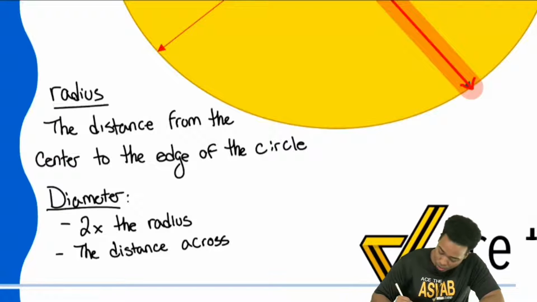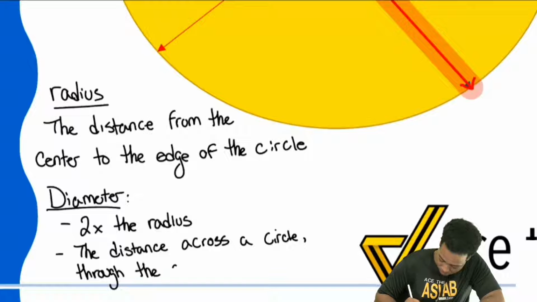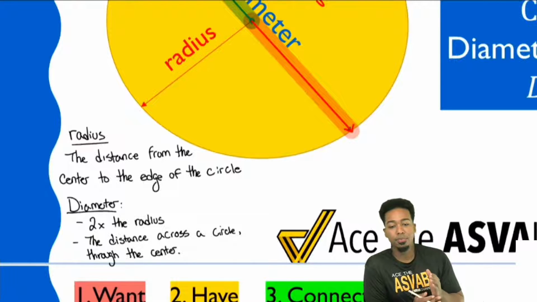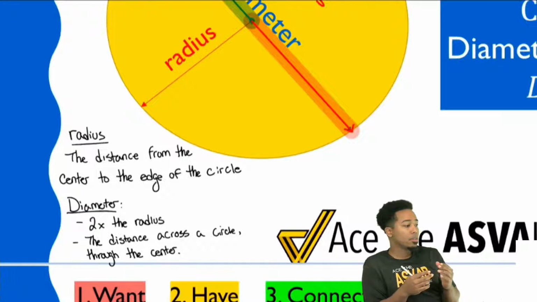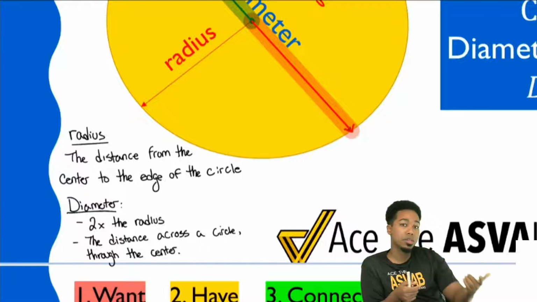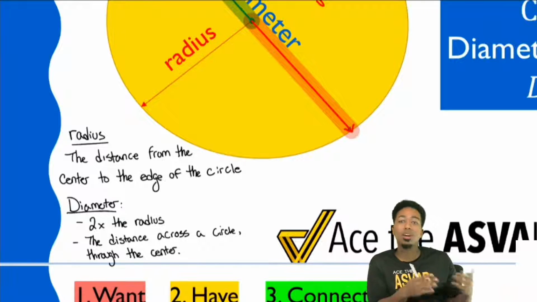So the distance across a circle through the center. Okay, so there is that. I'll give you a few more moments to go ahead and write that down. And then next up, we're going to start talking about some of these more technical terms, like the calculations, such as, hey, what's the circumference and what's the area? There are formulas for them, but we want to know what they mean first before I actually give you the formula.